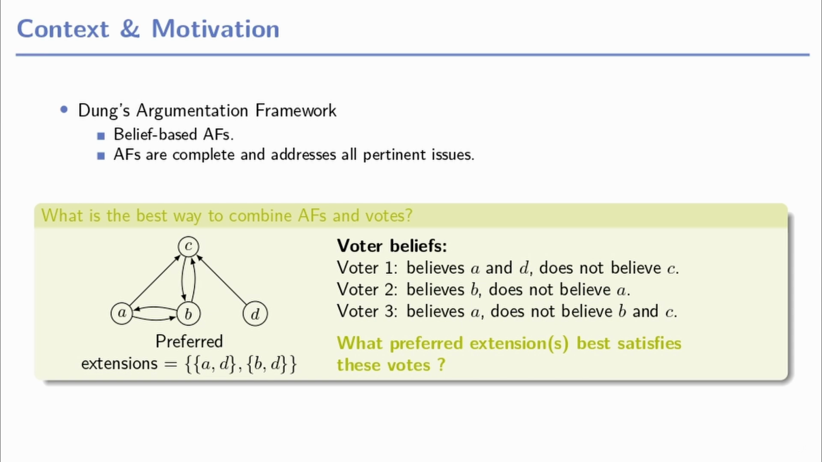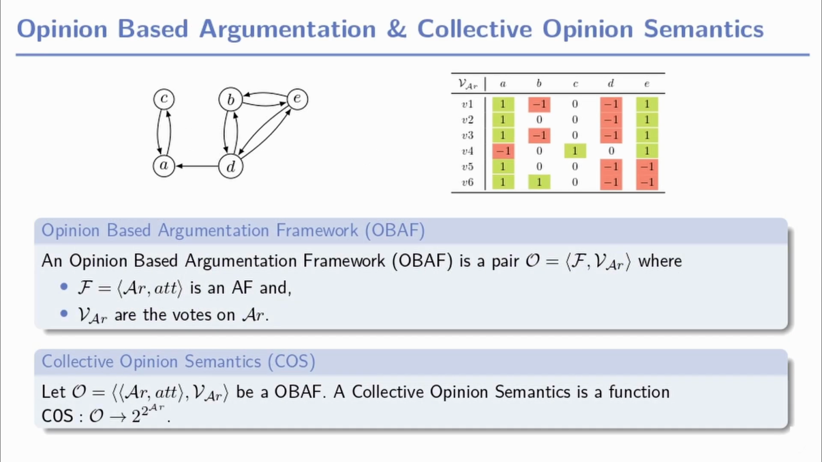Now, let's take the same example as before, and I add to it some voters. I have voter 1 that believes in AD and does not believe in C. I have also 2 other voters. How can I use these voters to refine the results I have obtained from the preferred semantics? This is why we introduce opinion-based argumentation.